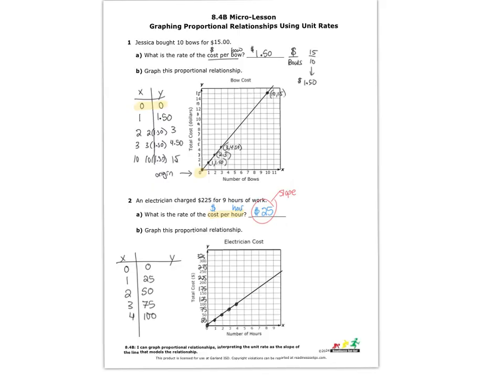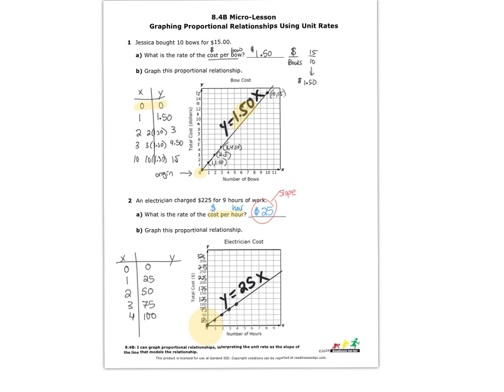So now I'm going to zoom out a little bit and look at this from a bigger perspective. Let's go ahead and write some equations of these lines. This line is going to be y equals $1.50x. And this line is going to be y equals 25x. In both cases, I'm going to go ahead and highlight the origin because that is what tells me this is definitely a proportional relationship. And I also want to highlight my slope.